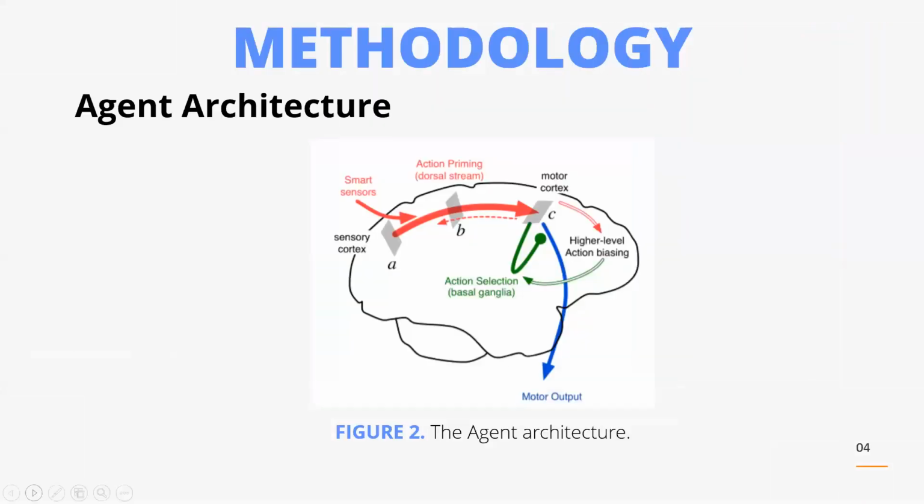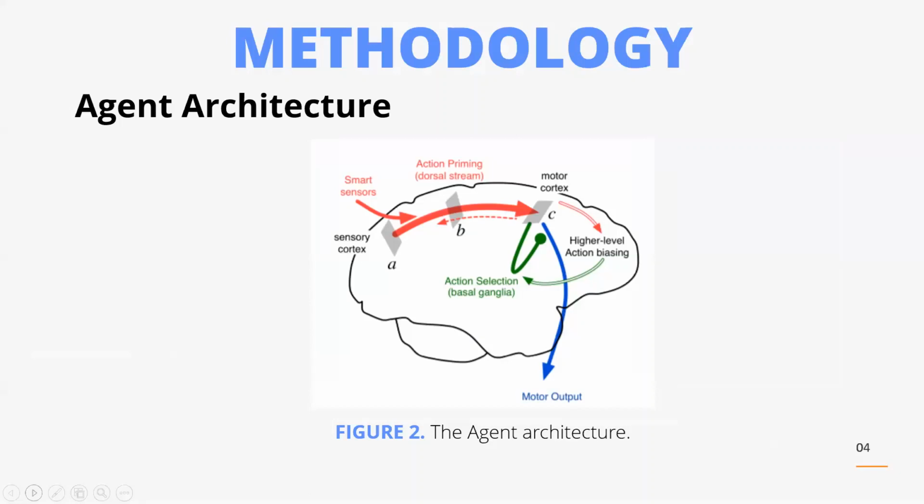Coming to the methodology, let us see the agent architecture shown in Figure 2, which highlights a series of functionalities and their interrelationships. This represents a large-scale neural network. The figure contains an action priming stream depicted by the solid red arrow, and an action selection loop shown in solid green color.